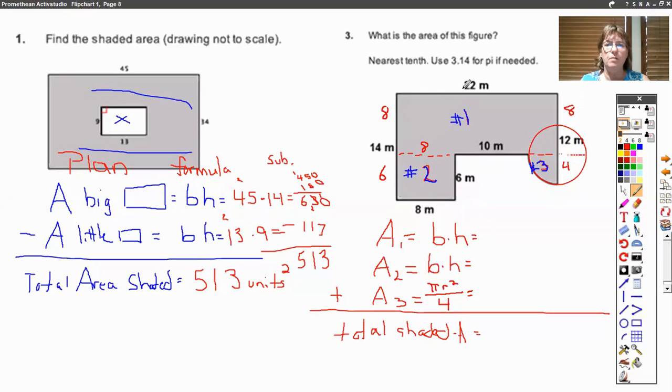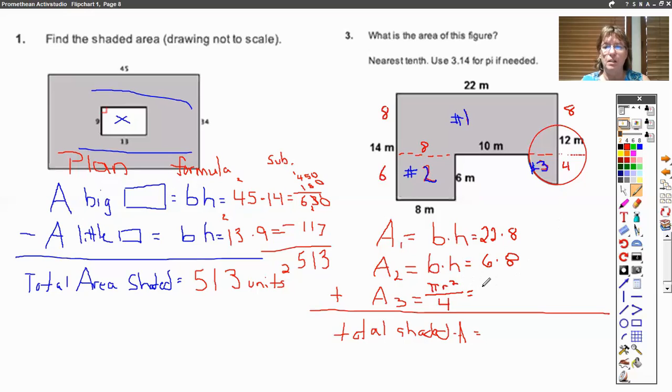So the next thing I'm going to do is I'm just going to figure it out now. So now I know that this is 22 times 8. So it's 22 times 8. The next one is 6 times 8. And the last one is going to be 4 times 4 divided by 4. So I'm just going to go ahead and write that.